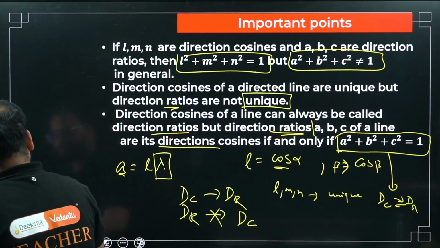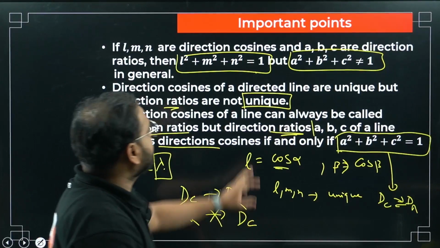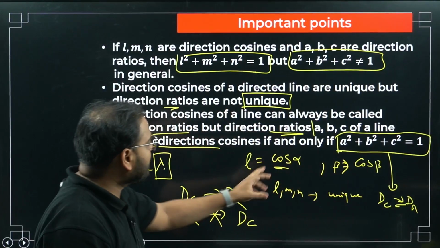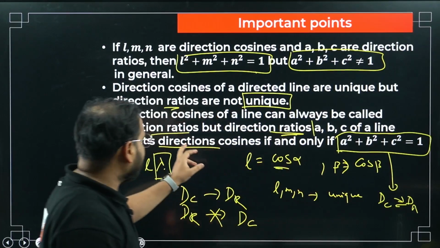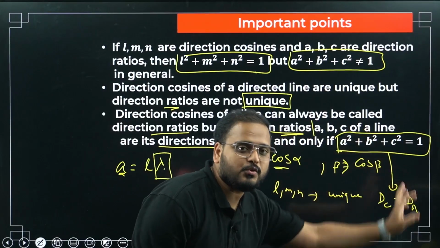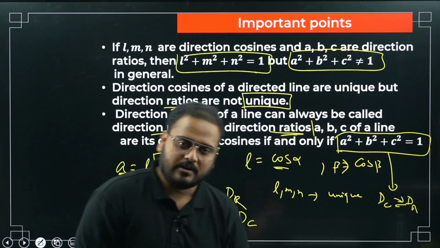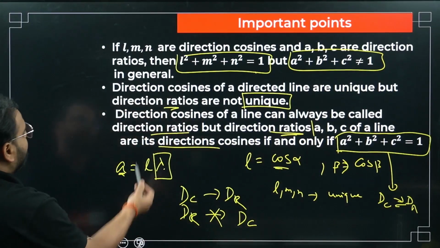Let's move on. You got it, right? So the case is only when we can call direction ratios to be direction cosines, if this condition is true: a square plus b square plus c square equals 1. Only in this case can we call direction ratios equal to direction cosines. So this is point number 3.